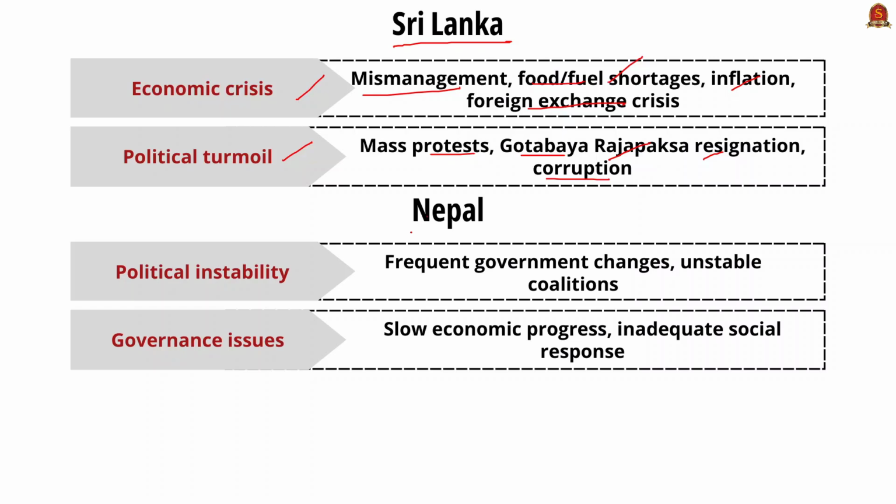The third is the Nepal frequent political changes and governance issue. Political instability. Nepal has seen frequent changes in government with no party able to secure a stable majority. This has led to short-lived coalitions and political uncertainty. Political infighting has hampered governance, leading to slow economic progress and inadequate response to social issues.